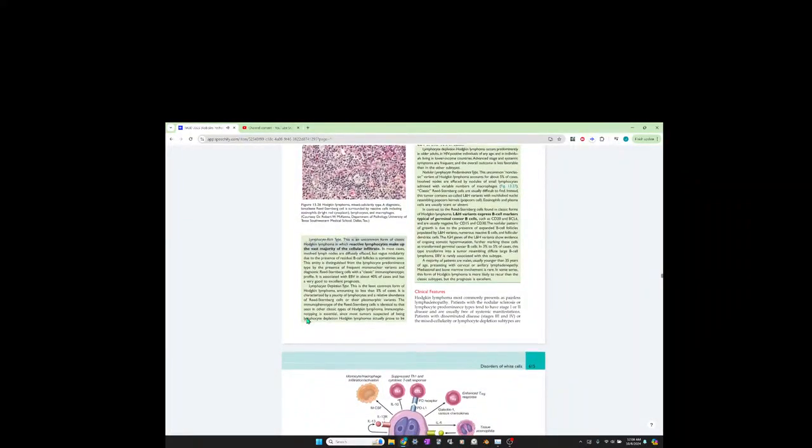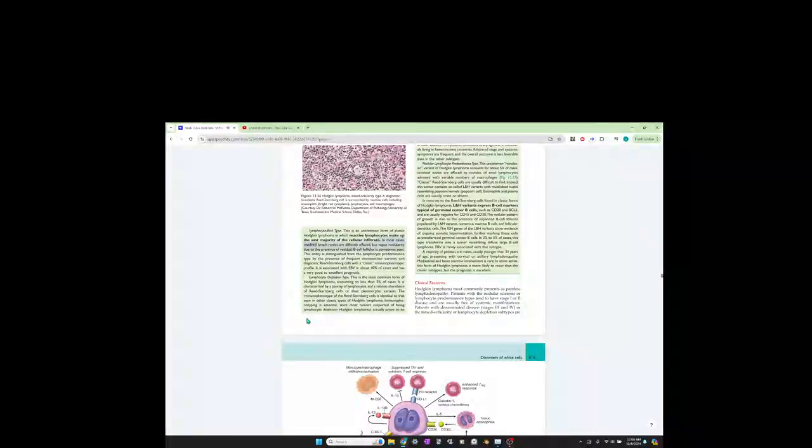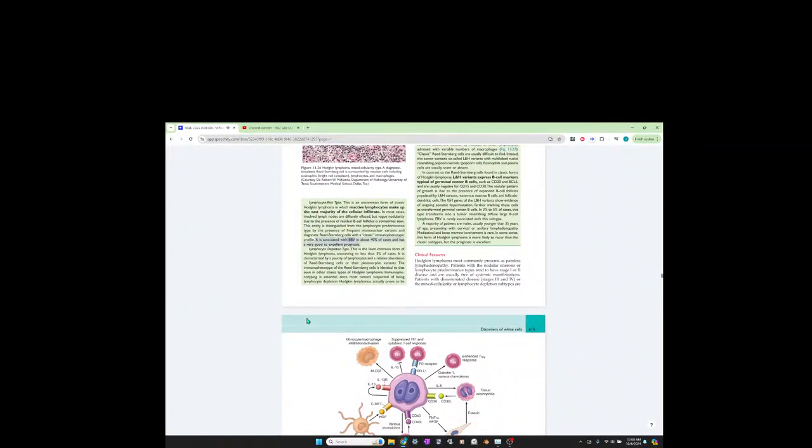Lymphocyte-rich type. This is an uncommon form of classic Hodgkin lymphoma in which reactive lymphocytes make up the vast majority of the cellular infiltrate. In most cases, involved lymph nodes are diffusely effaced, but vague nodularity due to the presence of residual B-cell follicles is sometimes seen. This entity is distinguished from the lymphocyte predominance type by the presence of frequent mononuclear variants and diagnostic Reed-Sternberg cells with a classic immunophenotypic profile. It is associated with EBV in about 40% of cases and has a very good to excellent prognosis.